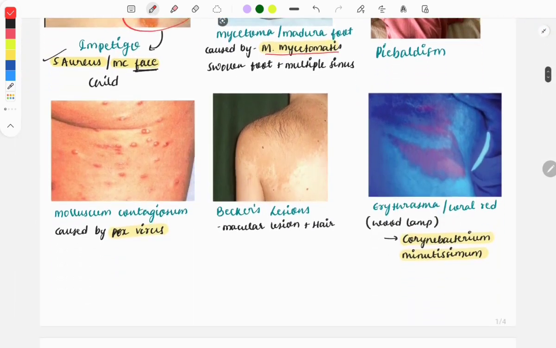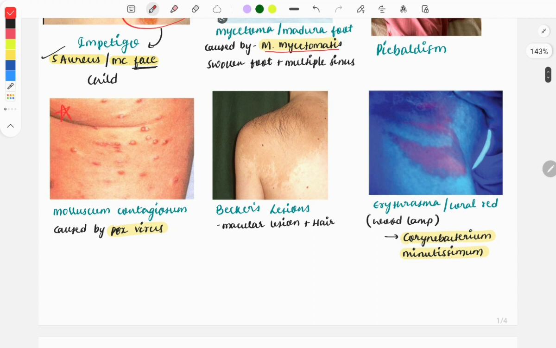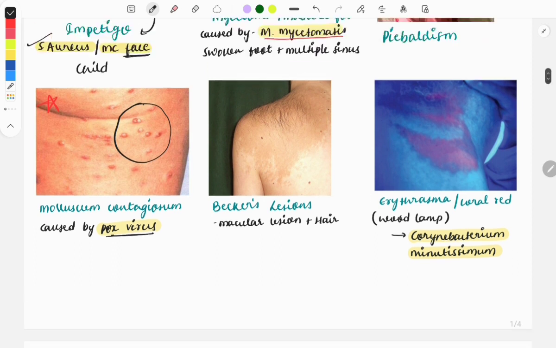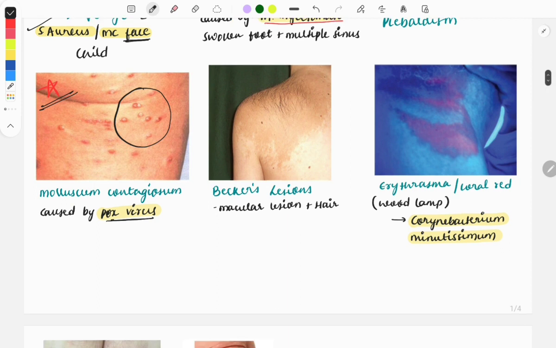Then the next question, molluscum contagiosum, also a very important image as well as an important topic. Molluscum contagiosum is usually caused by pox virus, and you can appreciate here the rash caused by this is clear and there will be central dimpling present in this. A very important question asked in relation with micro also. Then the next image. This image is called Beck's lesion.